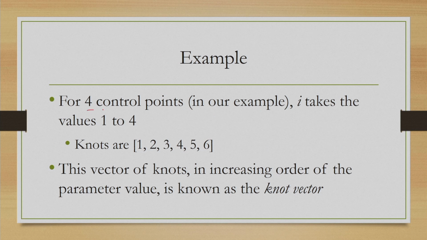For the 4 control points in our example, i takes the value 1 to 4. So, then we can have the knots as 1, 2, 3, 4, 5, 6. These are the 6 knot points, and this set of points is the vector of knots, also known as the knot vector, which is of course an increasing order of parameter values.